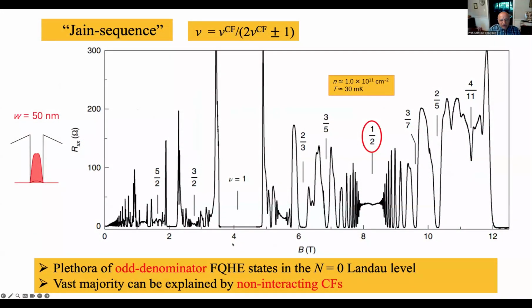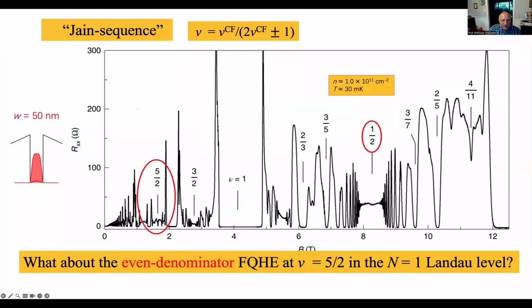And this theory essentially explains all, or almost all, the odd-denominator fractional quantum Hall states in the n equal to 0 Landau level. But as I said, there is nothing at 1/2. There is no quantum Hall state here. But it turns out, if you look carefully, in very high quality samples, there is another quantum Hall state in the n equal to 1 Landau level. And this is the 5/2 state, the celebrated 5/2. You can see there is a minimum here.